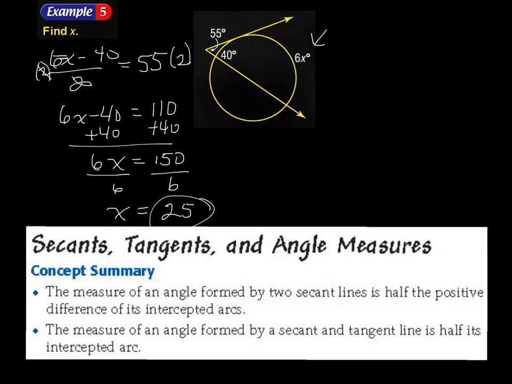The measure of an angle formed by two secant lines is half the positive difference of its intercepted arcs, and the measure of the angle formed by a secant and tangent line is half the intercepted arc.